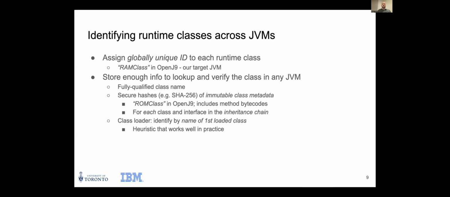And we also need to identify class loaders, because to look up a ROM class or RAM class in a live JVM instance, you need a class loader instance. And we identify class loaders by the name of the first loaded class. It's a heuristic that works very well in practice. We haven't seen any class loader misidentifications in any of the applications that we ran, but even if it does happen, it can only affect performance, but never correctness.